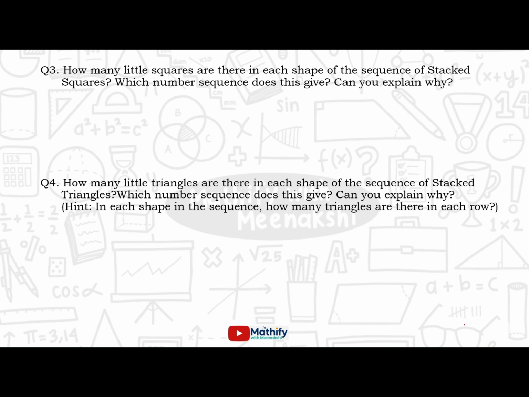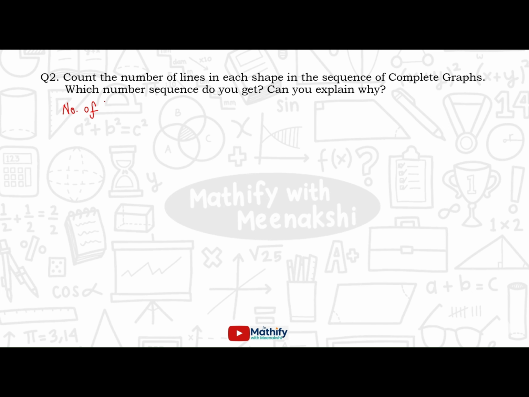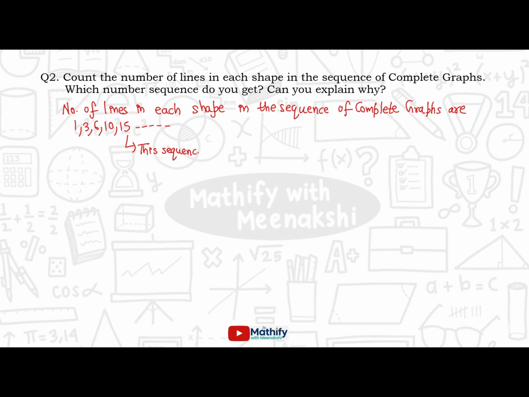So we have to write these two things here, that the number of lines in each shape in the sequence of complete graphs are 1, 3, 6, 10, 15, and so on. Now they're asking which number sequence do you get? So we have written that it's 1, 3, 6, 10, 15. But did you notice something here? Which sequence is this? Yes, you can also write that this sequence is of triangular numbers.